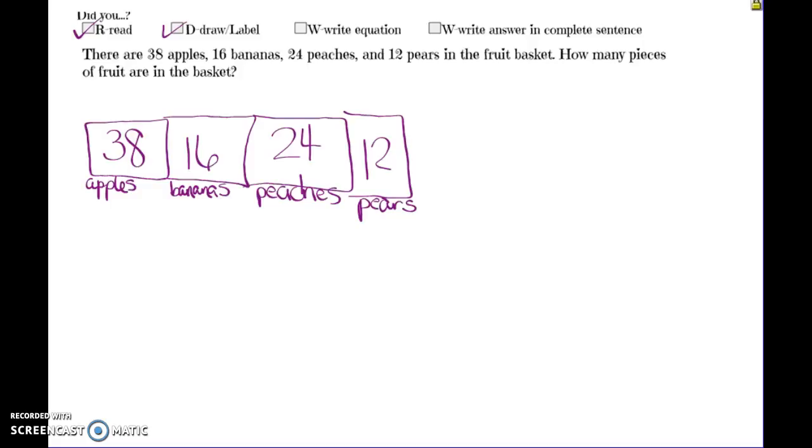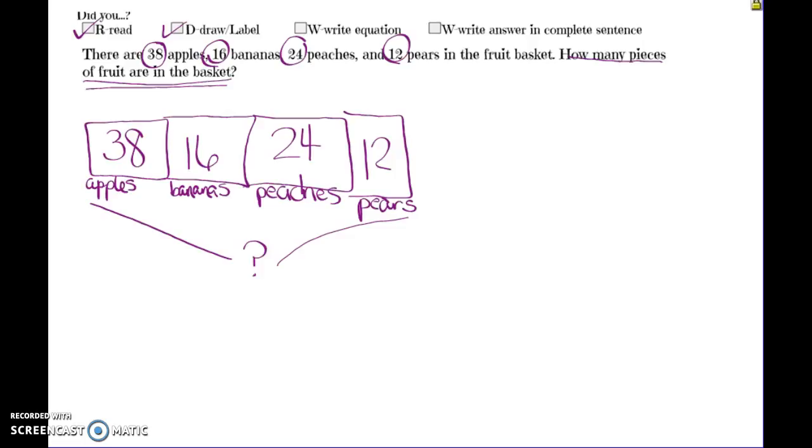Now, I know that I have 38 apples, 16 bananas, 24 peaches, 12 pears. What I need to find out is how many pieces of fruit are in the basket. So I know these are the parts, but what I don't know is how many there are altogether. So I'm going to write the problem.